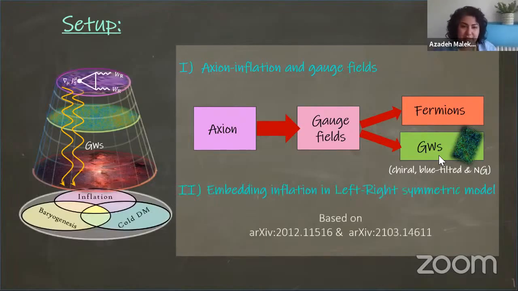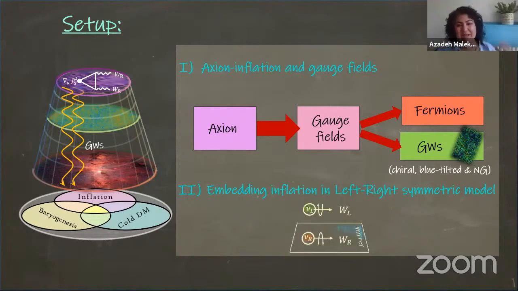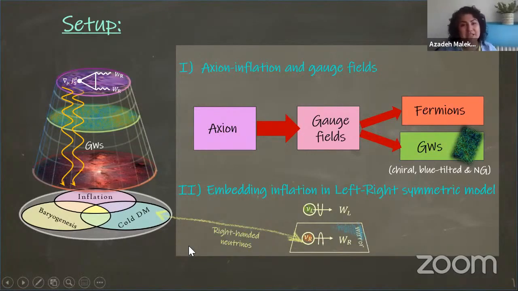Then, as a specific realization of this setup, one can assume that we embed the axion inflation in the left-right symmetric model beyond the standard model, which is basically just the standard model field content in which, in addition to only left-handed neutrinos, we also have right-handed neutrinos. On top of the SU(2) left interaction, we also have the SU(2) right interactions. And as you may guess, the cold dark matter candidate that I'm going to talk about is basically one of the right-handed neutrinos.